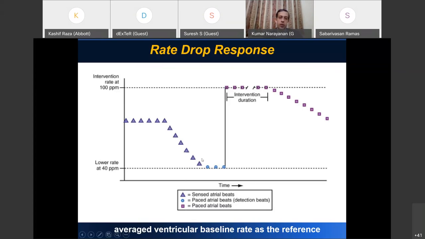But here with the rate drop response programmed on, after 3 beats, the pacemaker has found out that there has been a precipitous drop of heart rate within a short duration of time, and therefore it switches to the intervention rate, which is programmed at 100 beats per minute. Then it gives that higher pacing for a specified duration of time, after which the rate slowly drops down again and the intrinsic rate takes over. This has been found to be much more effective for the symptoms of neurocardiogenic syncope as compared to routine pacing. So keep in mind that if a pacemaker is being implanted primarily for neurocardiogenic syncope, it may not be enough to implant a routine pacemaker, but you may want to implant some kind of device which incorporates an algorithm like this.